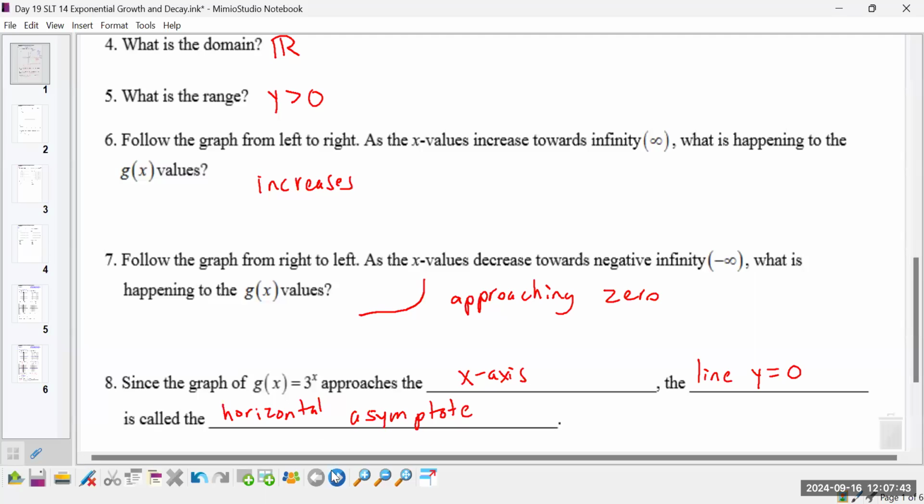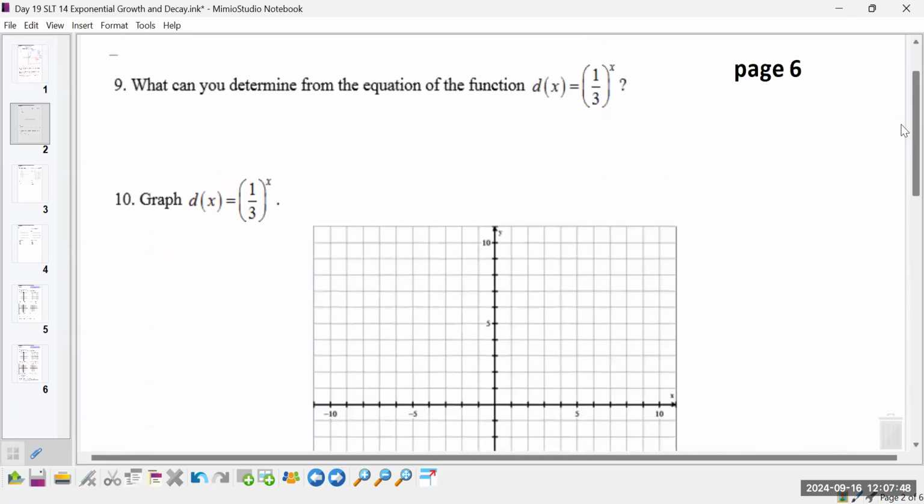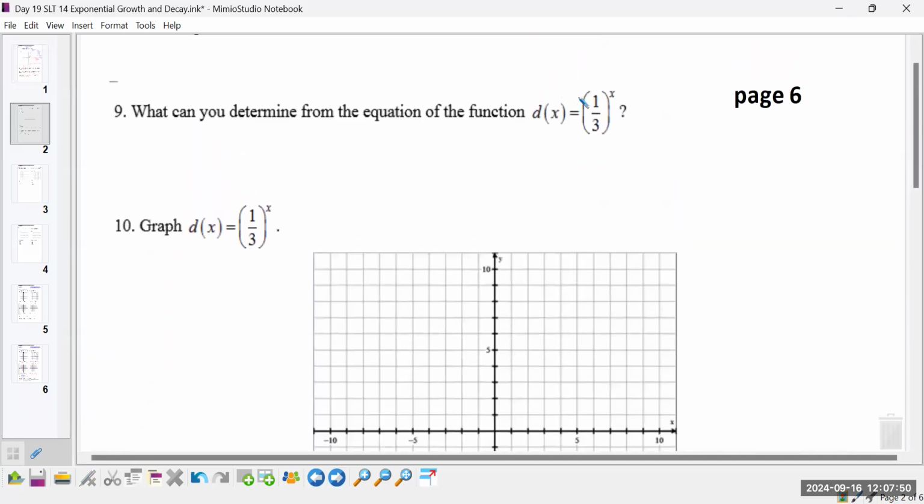Okay, today we are going to graph more exponential functions using a table and then looking at the properties. So let's take a look at page 6. On page 6, we see something at the top and it says, what can we determine? Well, we can determine that again, we have an initial value of 1. And now our multiplication pattern is 1/3, so we know we have a decay, because it's between 0 and 1.